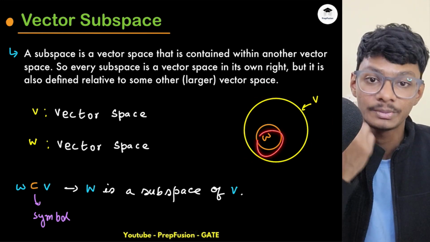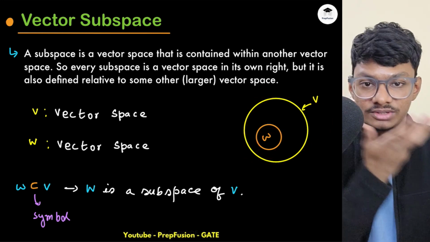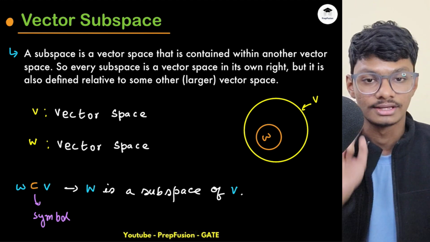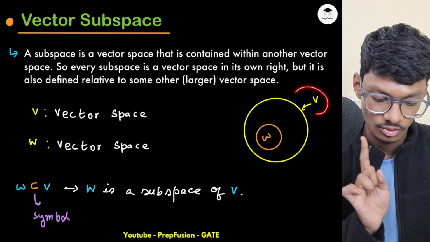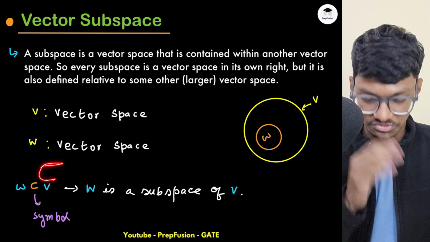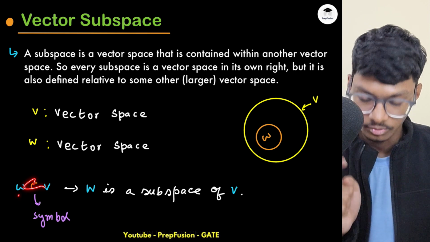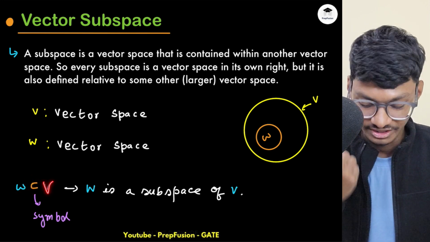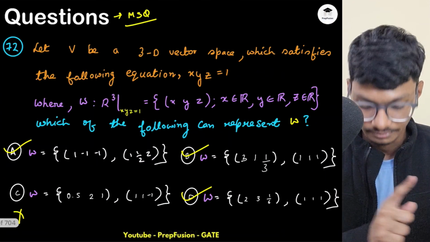It has to satisfy particular conditions. What are those conditions? Like x plus y equals 1, x plus y equals z, or x, y, z equals 1, all those things. And if W is a vector subspace of V, we denote it with this symbol. So W is a subspace of V.